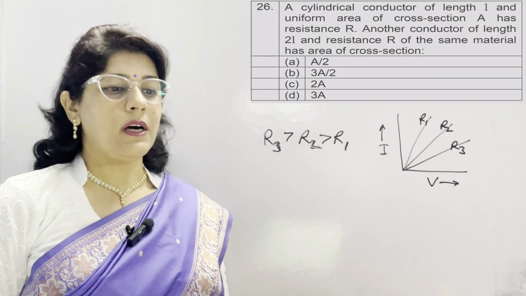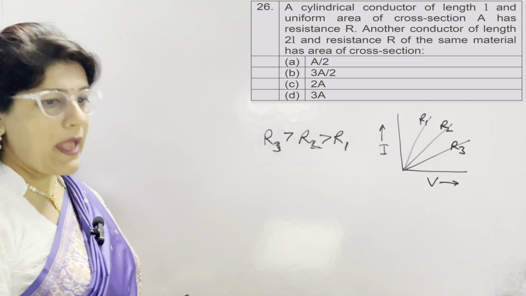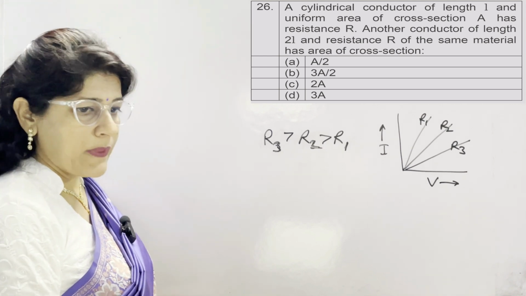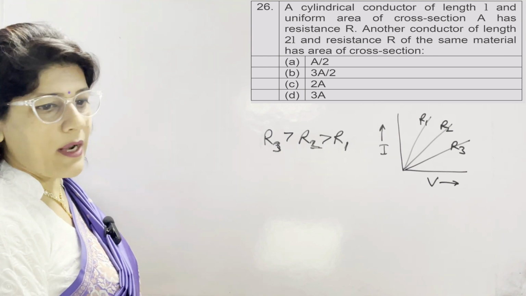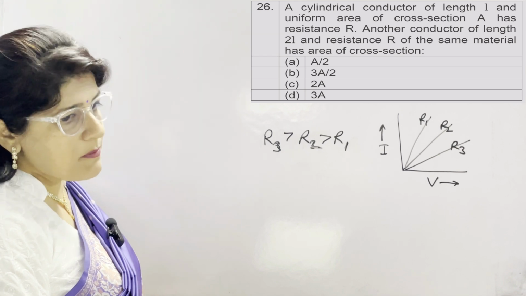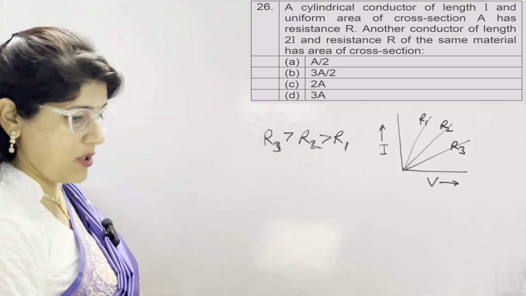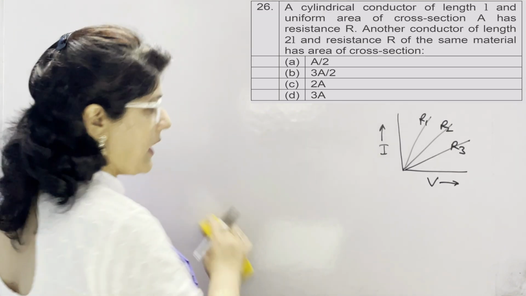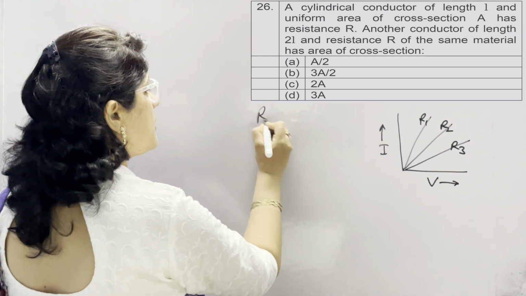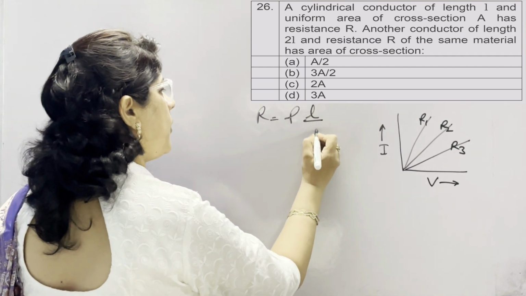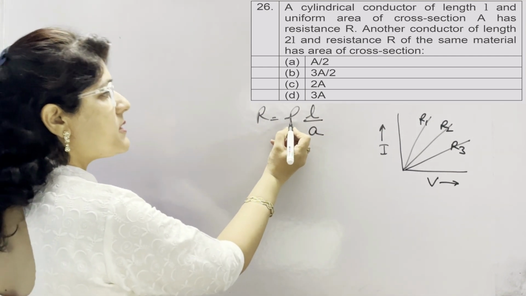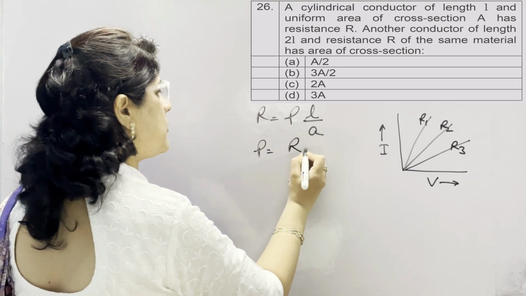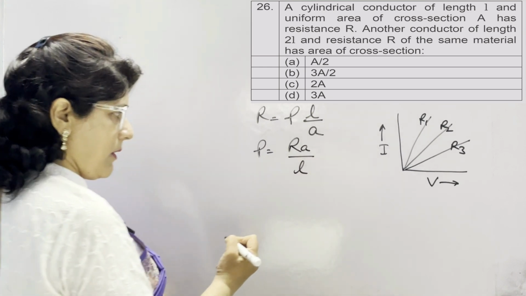In next question, a cylindrical conductor of length L and uniform area of cross section A has resistance R. Another conductor of length 2L and resistance R of the same material has area of cross section. Before solving these numericals, you have to use a formula we have used before, R is equal to rho L upon A, in which resistivity belongs to the material so it will remain same. So resistivity is equal to RA upon L, this is our formula.